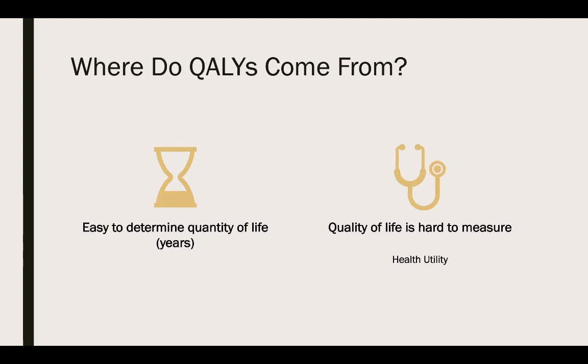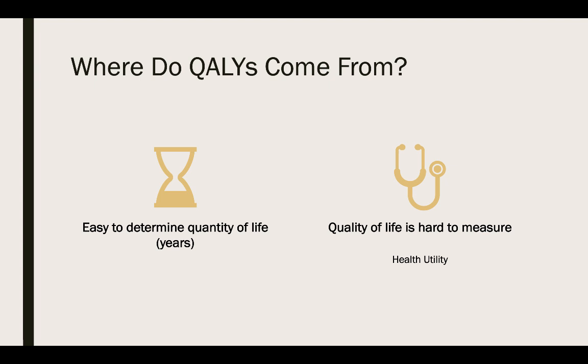So where do our quality adjusted life years come from? Well, it's really easy to figure out a quantity of life. Well, I'm 72 years old right now. If I die at 76, what's my life expectancy? It was 78. I've lost 2 life years. That's really easy. That's pretty simple addition and subtraction right there.